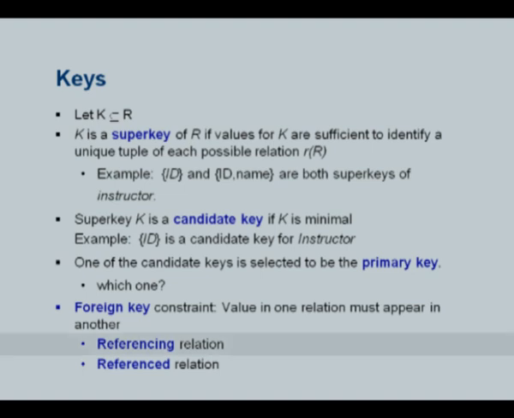There are again two terms here. There is the referencing relation and the referenced relation. So in instructor dot department name, department name is a referencing attribute in the referencing relation instructor. The referenced relation is the department relation, and the referenced attribute is the department name attribute of the department relation.